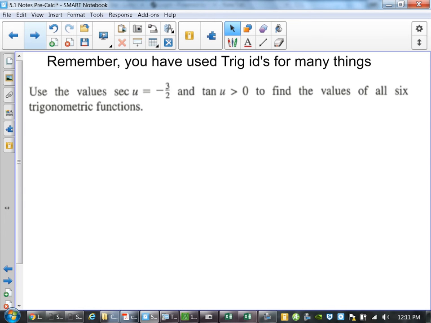Where is secant negative and tangent positive? This was on the test. No, it was the second. Yeah, this would be 3. Okay. So obviously this is going to be quadrant 3.